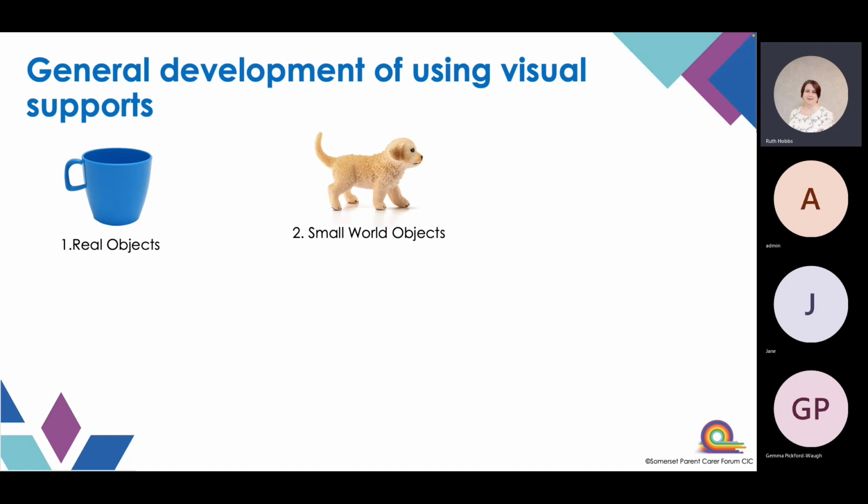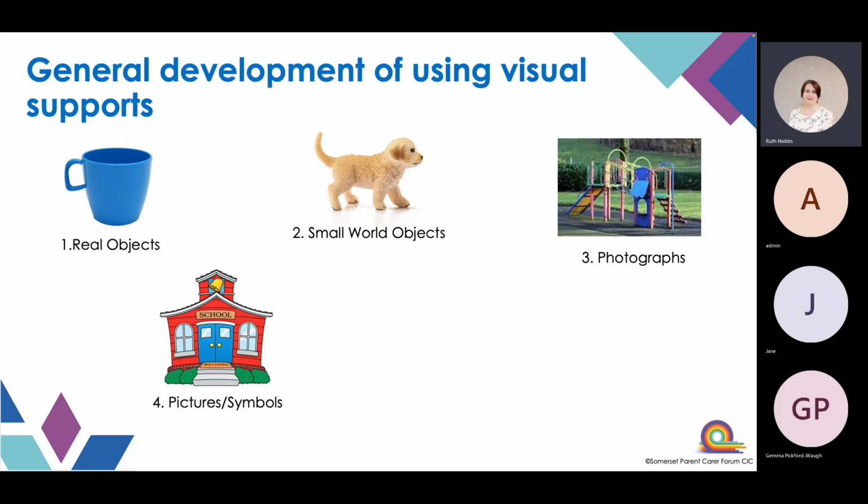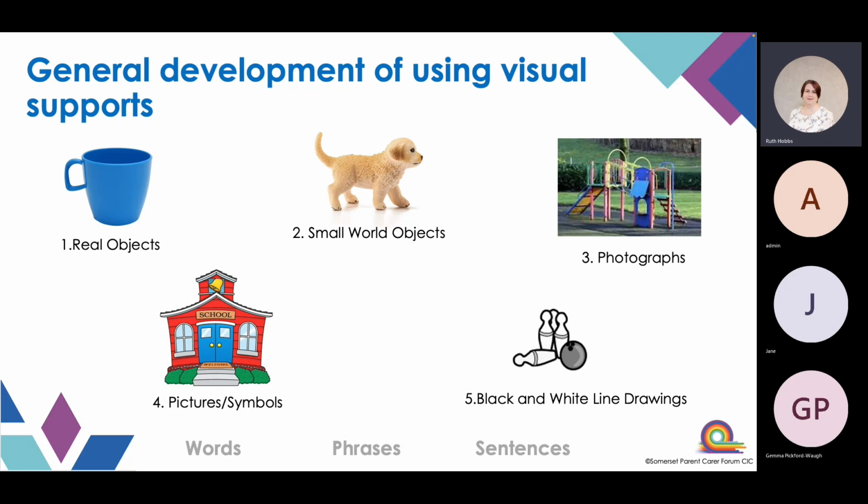We can then move on to what we call small world objects, so little miniature figures. It might be a miniature house or an animal, something that represents what it is that you're trying to talk about. The next stage would be the use of photos. And then from there, we would move on to pictures or coloured symbols. And then we would move on to black and white drawings. So you can see it's a progression that you work through. And eventually, they may move on to using words, phrases, or sentences.